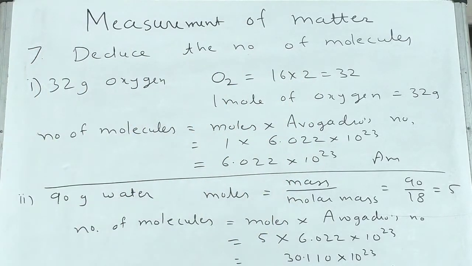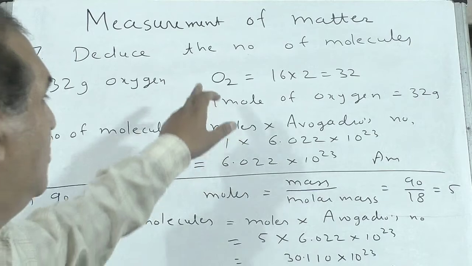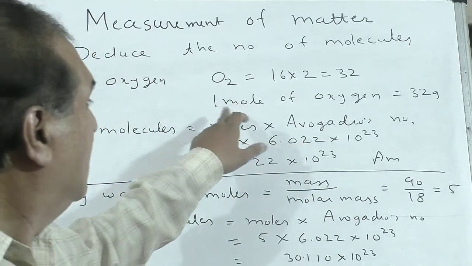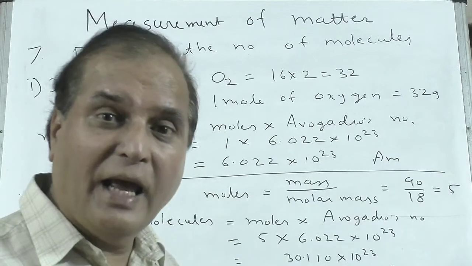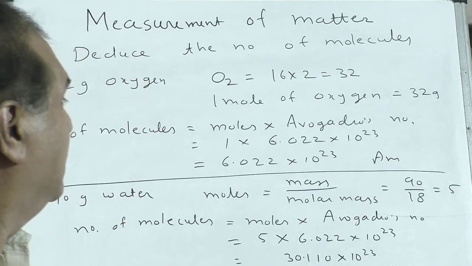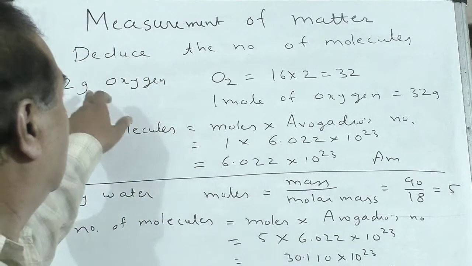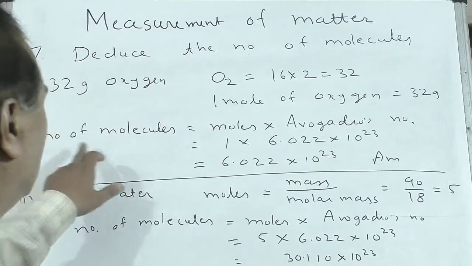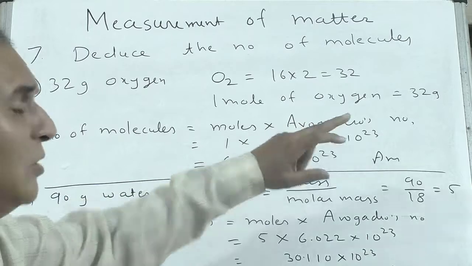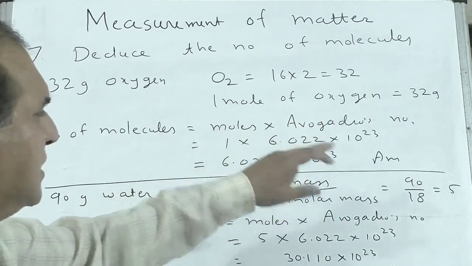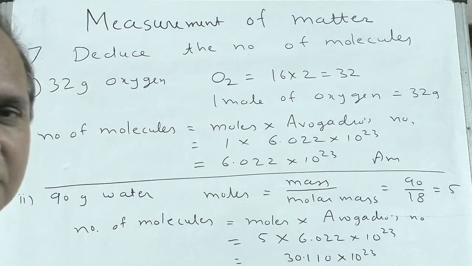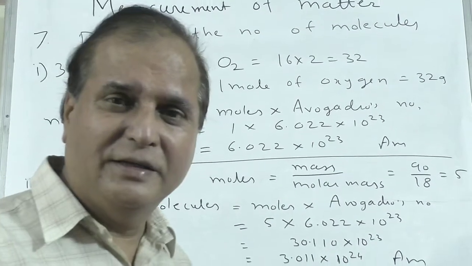32 gram of oxygen. Find out O2: 16 into 2, that is 32. So 1 mole of oxygen equals 32 grams. Okay, so moles how many? 32 gram is 1 mole. So the number of molecules is number of moles into Avogadro number, 1 into 6.02 into 10 raised to 23. This is the answer. Simple. It was 1 mole only.